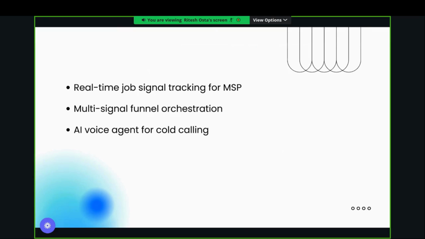Okay, and 10 of them are visiting your site just to check you out, but they never said yes. So out of 20 total prospects, 10 of them visited your site, so you can track them as well. 5 of them said, okay, fine, they need help. 2 of them actually showed up in the actual demo. Good, you've created a funnel. In fact, you have created a dark funnel, right? So real-time job signal, multi-signal funnel orchestration, like website visitors and other signals, and also stuff like an AI voice agent for cold calling and all of that, right?